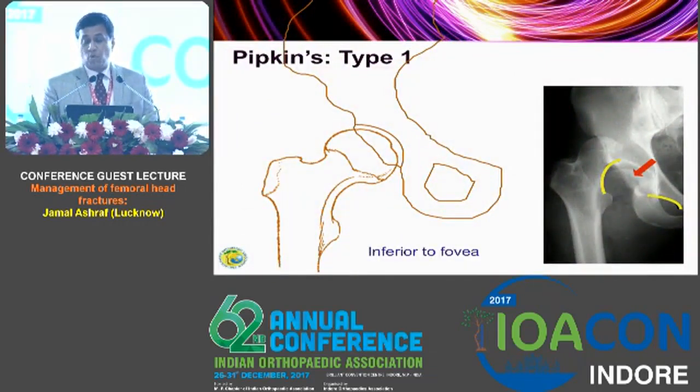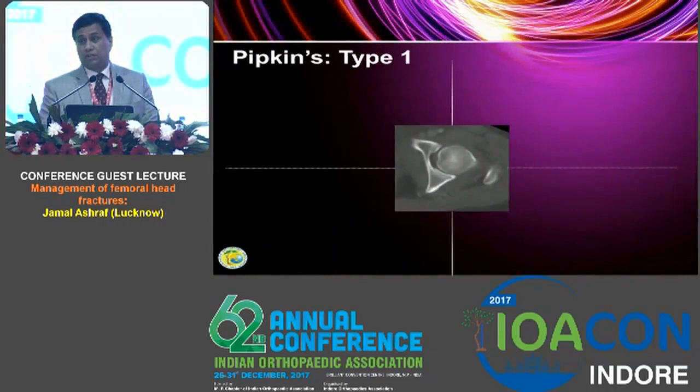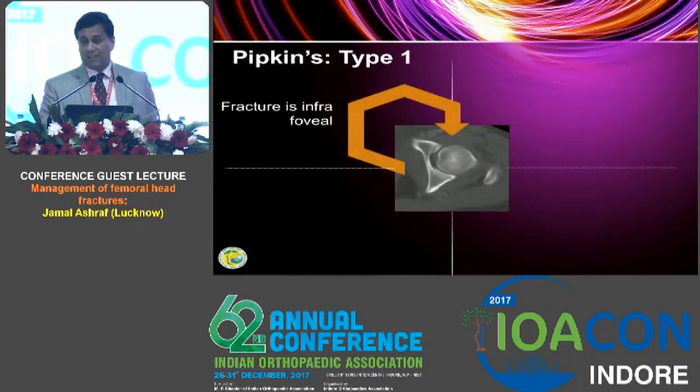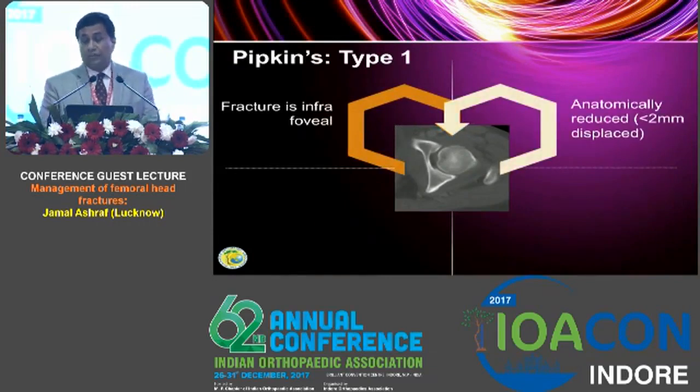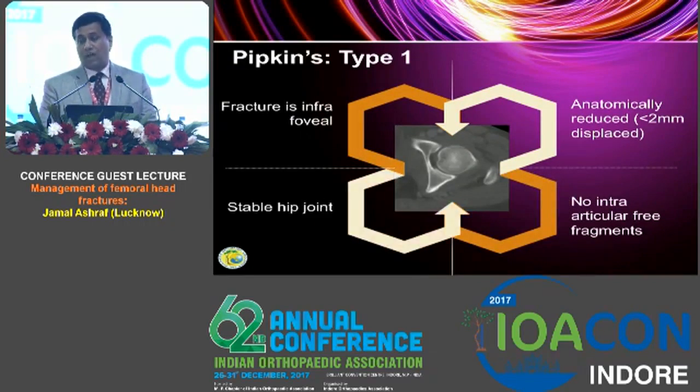Pipkin's type 1 is a fracture that does not involve the weight-bearing dome. And we can proceed with conservative treatment in type 1 fractures if the fracture is infrafoveal and you have anatomically achieved the reduction with less than 2 mm of displacement, there are no intra-articular free fragments, and post-reduction, your hip joint is stable. If you decide to proceed with conservative treatment, limit the patient's adduction and internal rotation for about 4 to 6 weeks.